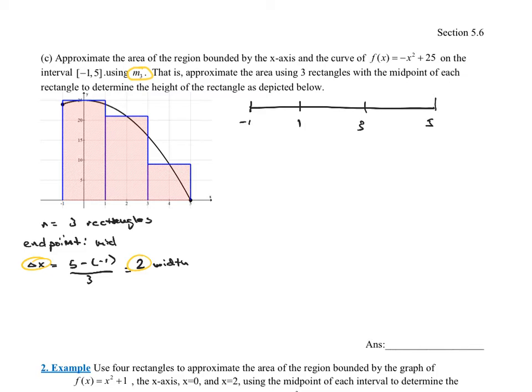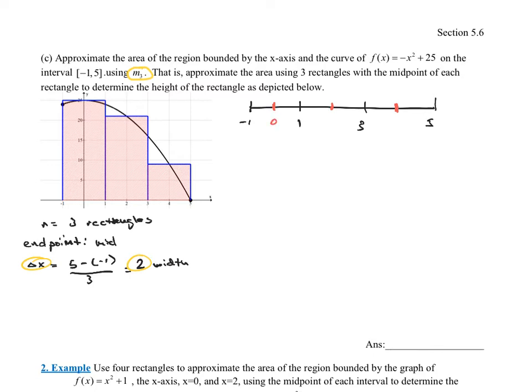That's great. So now the question becomes, what do I use to determine the height of each one of these rectangles? I know the width of every rectangle is 2. What do I use to determine the height? And this is the one where we have to do a little more math. We actually have to find the middle of each one of those intervals because it wants us to use the midpoint. So what's halfway between negative 1 and 1? The answer is 0 in that case.